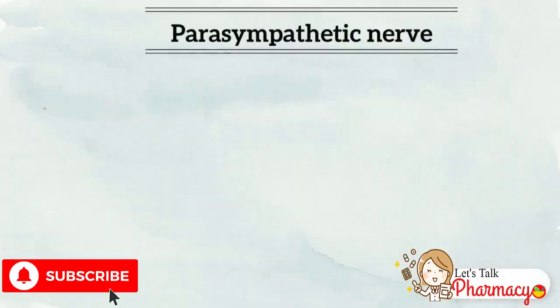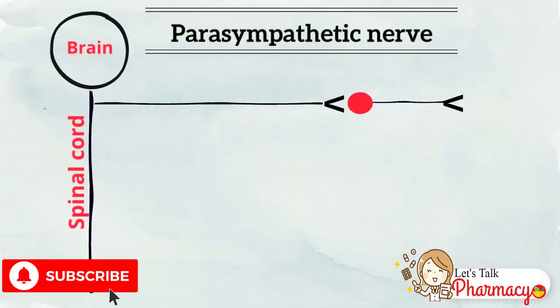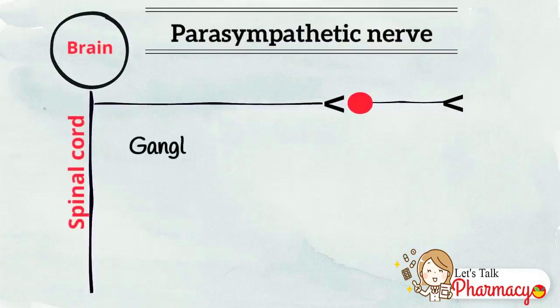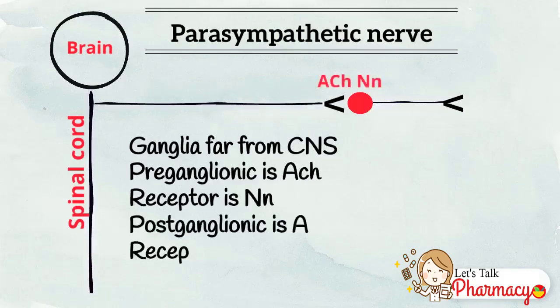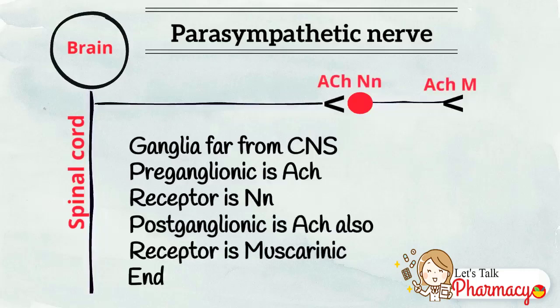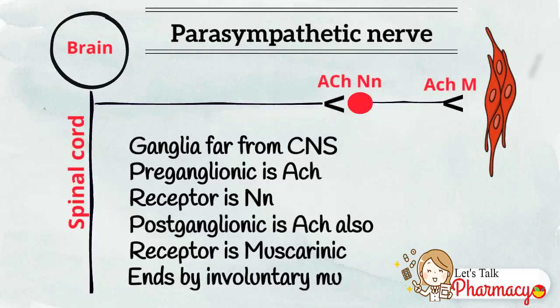The last nerve to discuss here is the parasympathetic nerve. We can notice here that the ganglia are far from the CNS, since it doesn't require branching as the sympathetic one. At the ganglia the neurotransmitter is the acetylcholine, and the receptor is NN. At the end of the parasympathetic nerve also, acetylcholine is released, but this time it acts on muscarinic receptors, and it also ends with an involuntary muscle since it's not under our control.